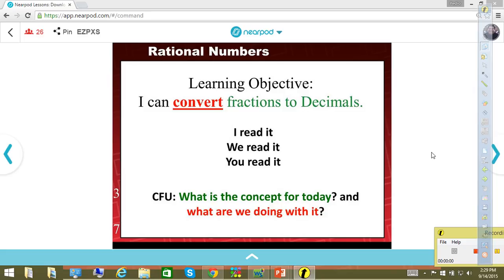All right. Our objective for today: I can convert fractions to decimals. Let's read together. 1, 2, 3. I can convert fractions to decimals.